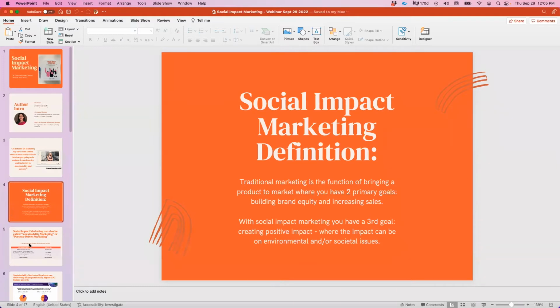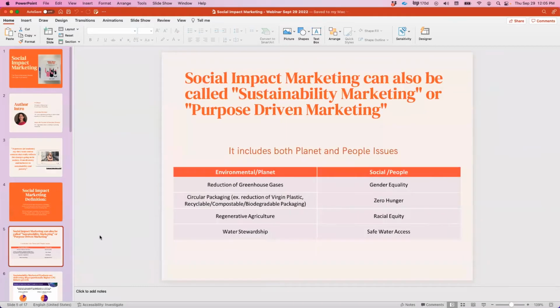Okay. And let's dig into what those causes might be. It includes both people and planet issues. And when we say social impact marketing, that includes sustainability marketing or purpose-driven marketing. These terms are used interchangeably.